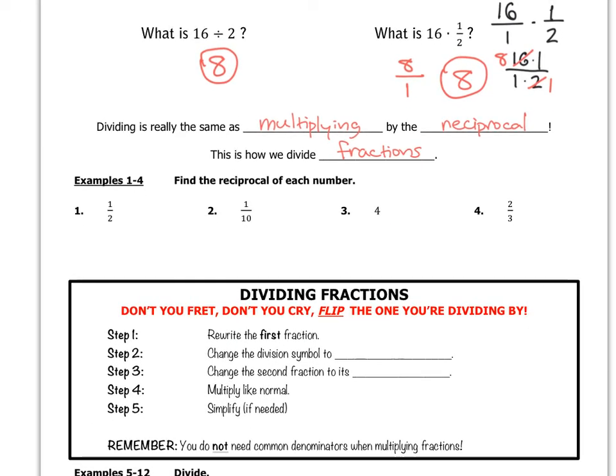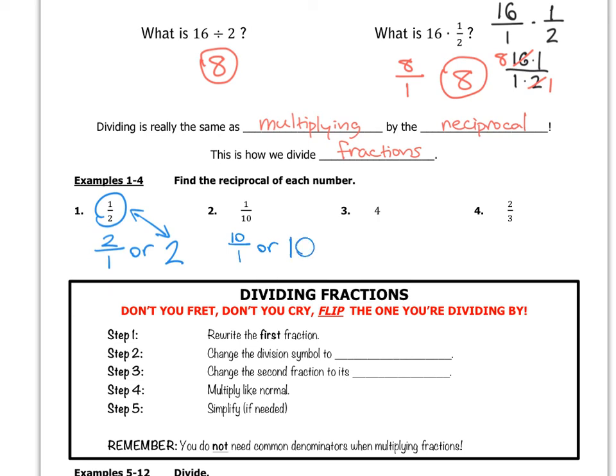The reciprocal of a number is simply when its numerator and denominator have flipped. So for instance, if I have the number 1/2, I would find the reciprocal of that by flipping the numerator with the denominator. And so when I do that, I get the fraction 2 over 1, or simply the whole number 2. That's the reciprocal of 1/2. So for 1/10, if I flip my numerator and denominator, I get 10 over 1, which is just the whole number 10.